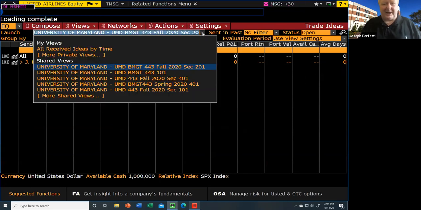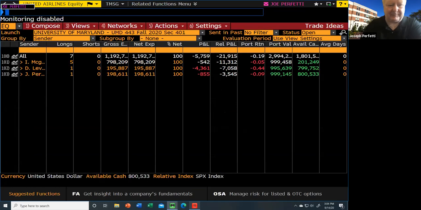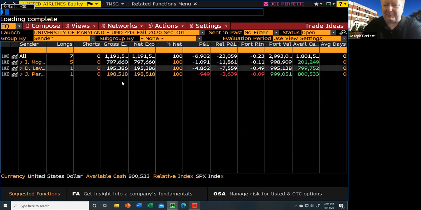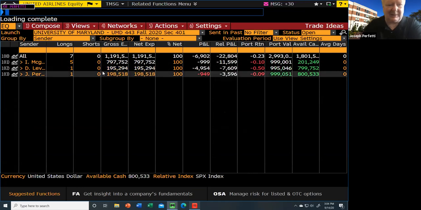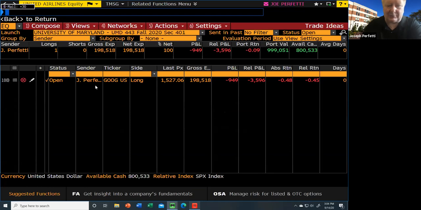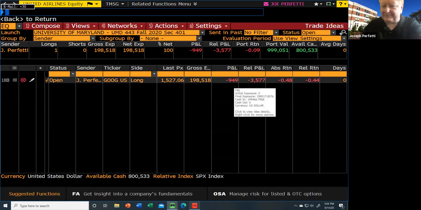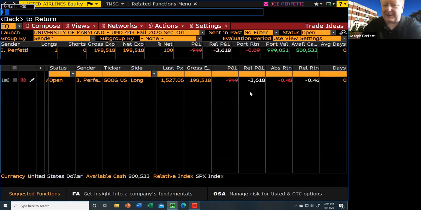So let's just go back. In the last class, section 401, you can see a couple people have already started to buy and sell stocks. I bought Google last class, and I already lost $949 today. Essentially, this is my portfolio value. I'm down about $1,000, and I still have $800,000 left to trade. This portfolio value is how you're going to be scored compared to peers.